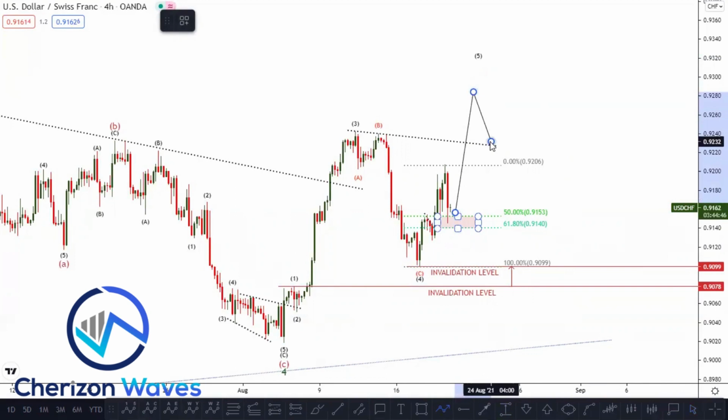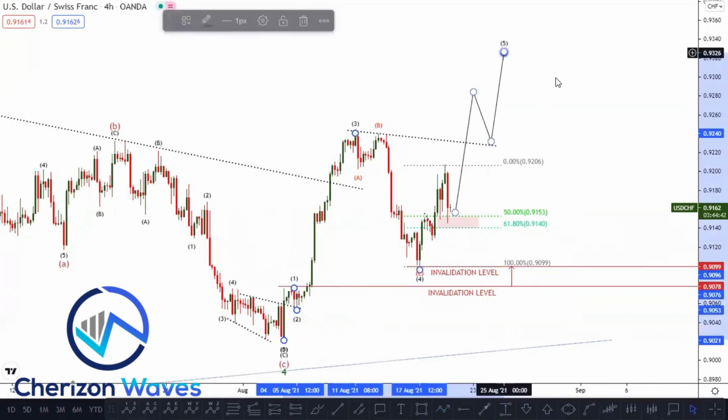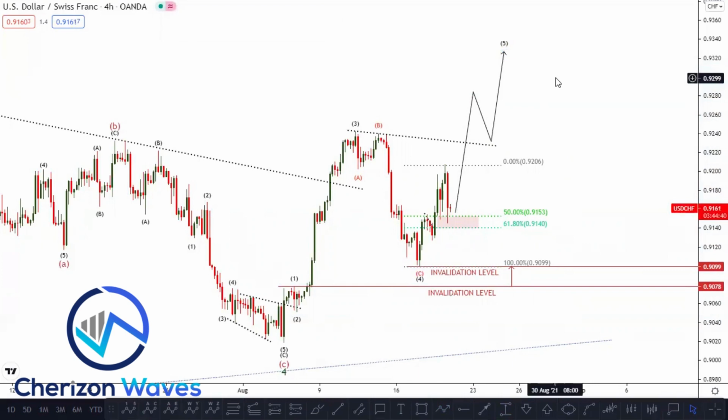So that will be 3, 4, and 5. So that will be our wave 5. We'll have the first wave, the second wave, the third wave as the breakout, and then wave 4 as a retest, and then a minor 5 to complete the 5-wave sequence, and therefore the end of the major 5.